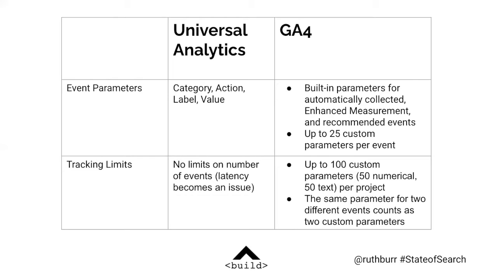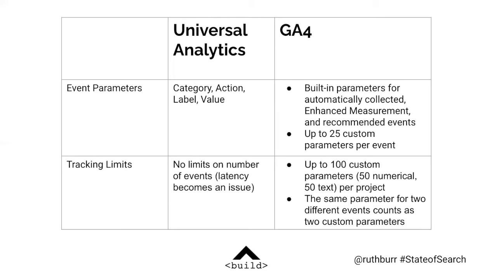The other thing to keep in mind is that in UA, you can track as many events as you want. The only real limit is that as you're tracking more and more events, you are going to start running into some performance issues with latency. So you do want to be aware of how much information you're passing on a given page view or click, etc. With GA4, there actually are now limits on the number of custom parameters you can have.